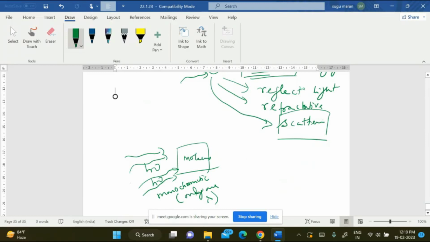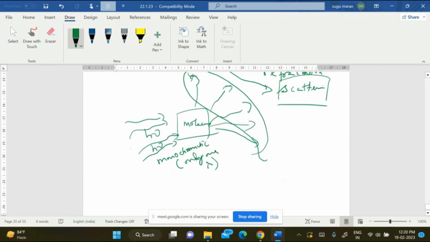So this is my scattered radiation. We don't know where it goes; scattered is always scattered. It is not unidirectional, it is disoriented. So if I call this radiation photons, these are the scattered photons.